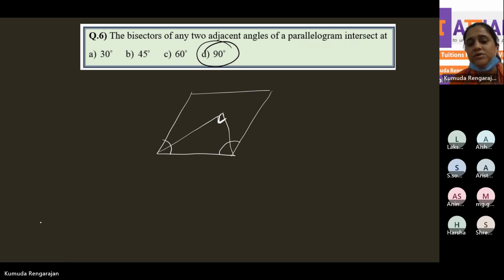All right. Okay. So let's take an example. Now supposing this one is 70 degrees. Supposing this whole thing is 70, how much will be the measure of this angle?